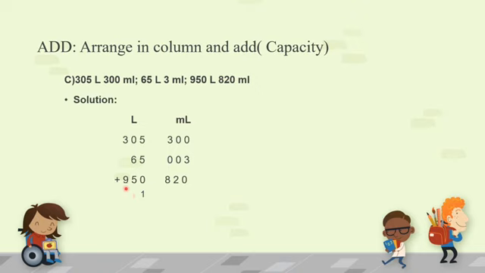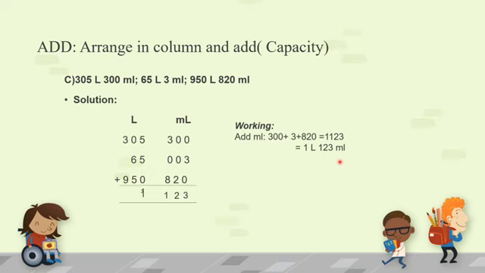And then the last addend is 950 liters and 820 milliliter. After that, add the milliliter column first, with the same working in the working area. I'm just showing you the working area. You can straight away do it over here, which says you have to add 300 plus 3 plus 820, which comes to 3, 2 and 11.